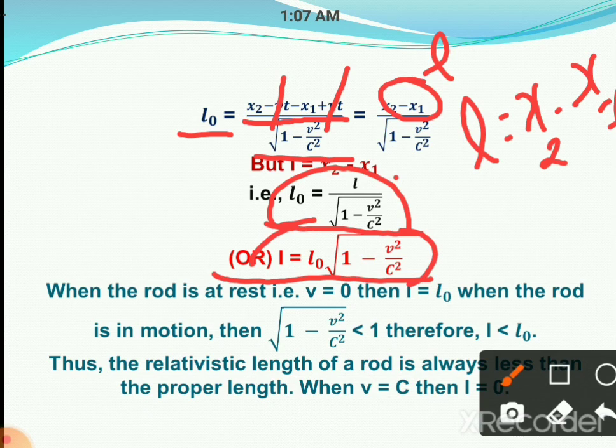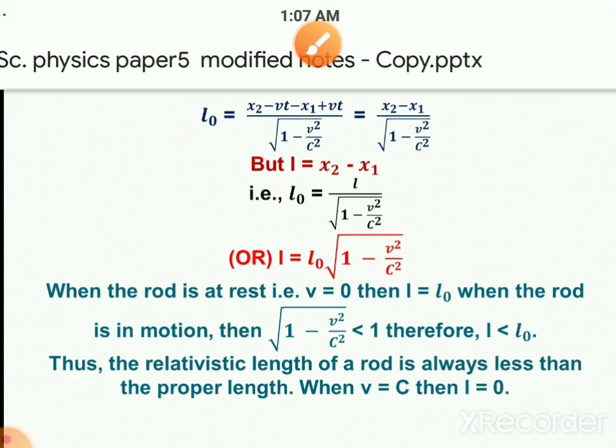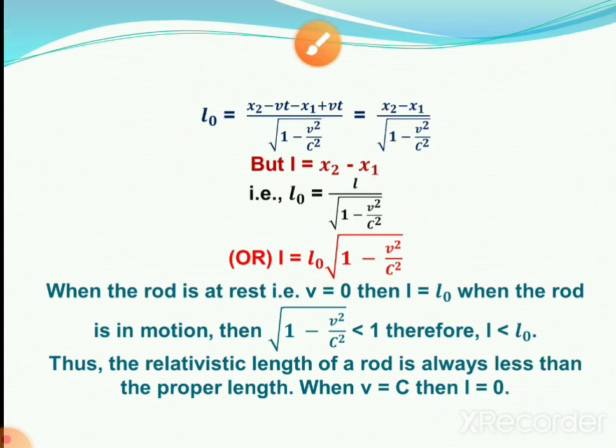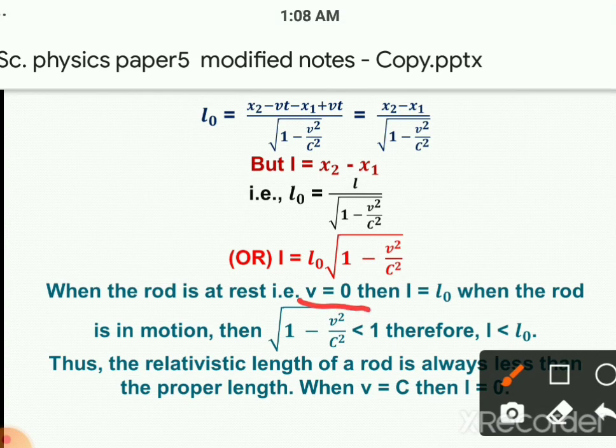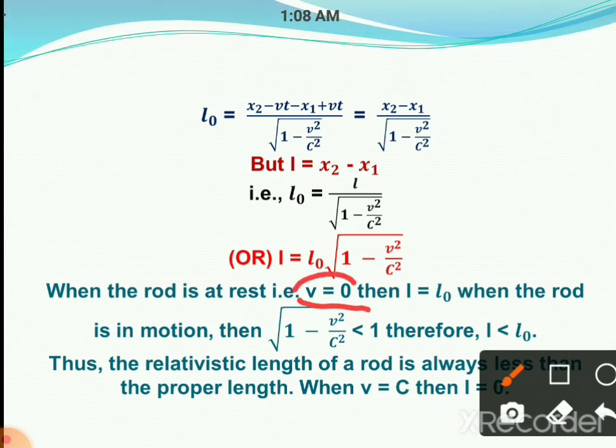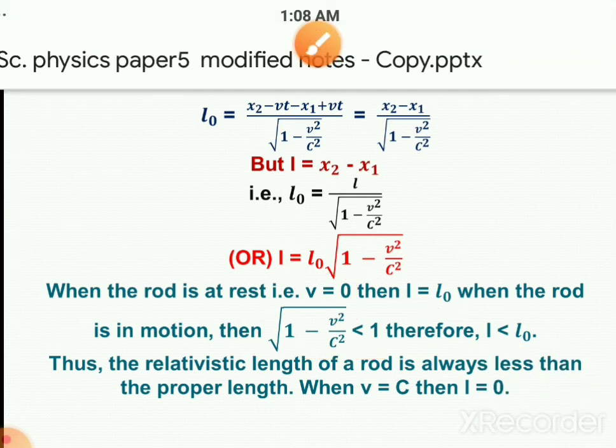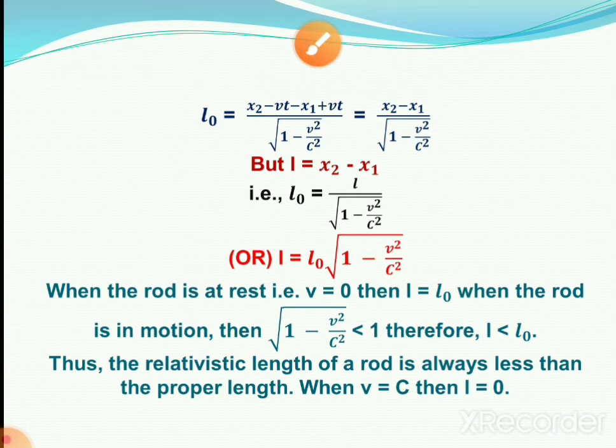So let us consider when the rod is at rest, that is, v should be equal to 0. Then when v is 0, L should be equal to L0. When the rod is in motion, the term square root of 1 minus v square by c square will be very much less than 1. Therefore, L will be less than L0. Thus, the relativistic length of the rod is always less than the proper length.